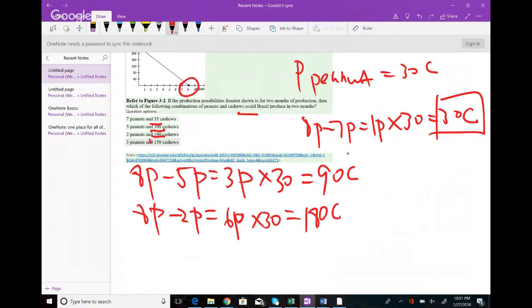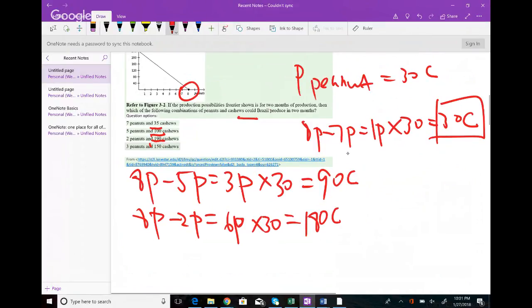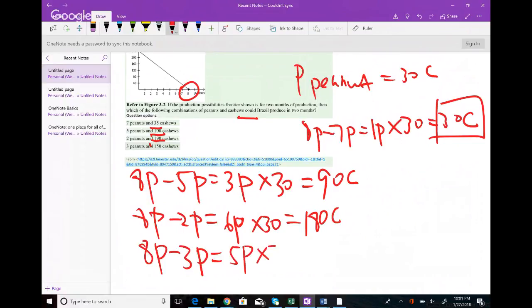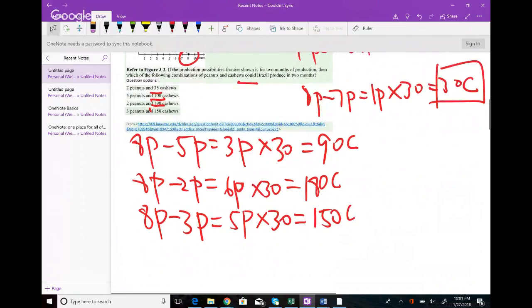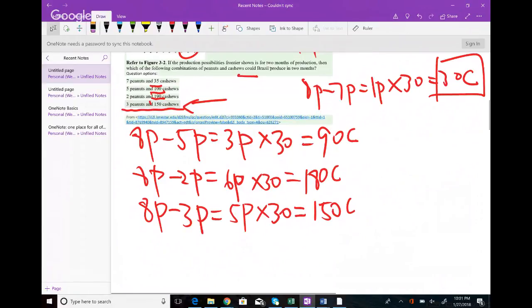Now, last one, if you do 3 peanuts, then you have room for 5 more. And then every one is equivalent to 30. So that should give you 150 cashew, which is perfect, because this is asking for 150. So the answer should be D over here. Okay. So it's a similar concept, but this is just asking for what is possible.